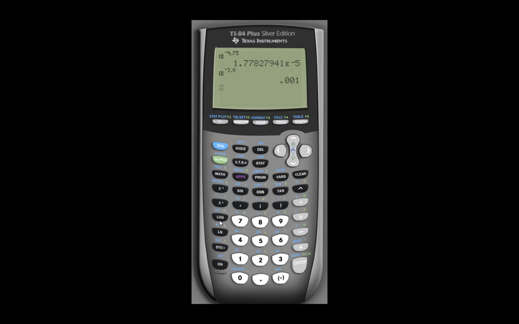For question B, I again push second log to get the antilog, negative 12.5, and this will give me a very small number, 3.16 times 10 to the minus 13. Again, be sure to notice the 10 to the minus 13 at the end. For the next problem, I again click second log to get the antilog, then negative 0.95, and this gives me a very acidic pH of 0.11.